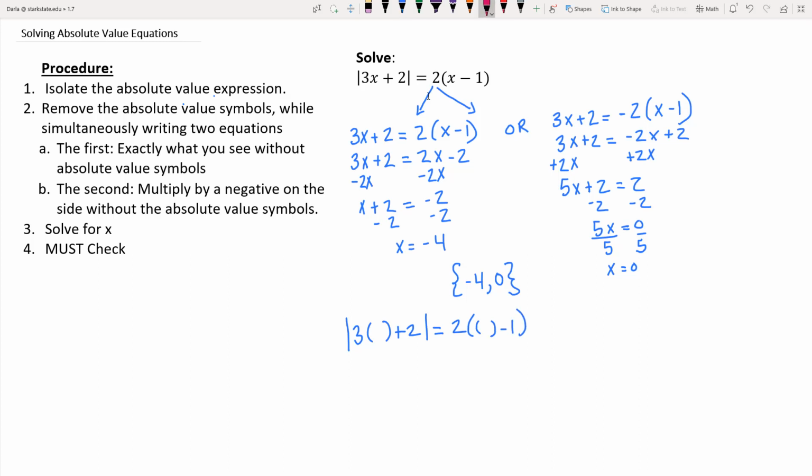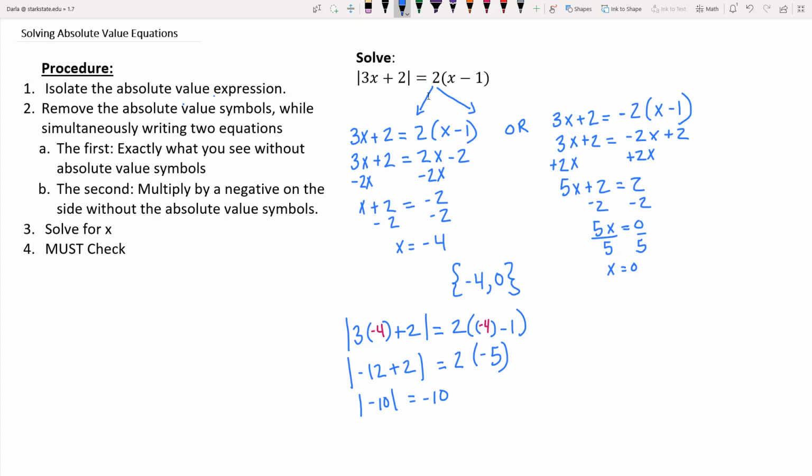So I'll check if I plug in negative 4 for my x. And I'll go ahead and simplify. So this would give me the absolute value of negative 12 plus 2. And don't forget about those absolute value symbols. They're super significant in the check. But negative 12 plus 2 is negative 10. So this is the absolute value of negative 10 equals negative 10.